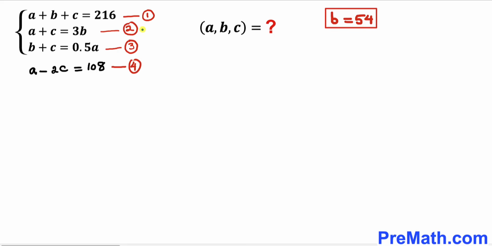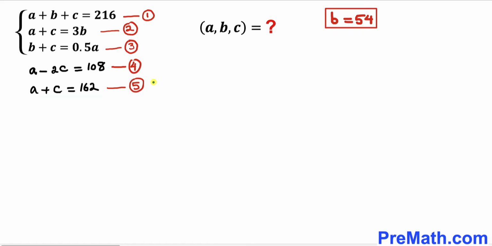And here's our next step. Let's focus on equation 2. Here's our equation 2, a plus c equals 3 times b. And we know our b value is 54, so I'm going to replace b with 54 over here. So we can write a plus c equals 3 times 54. Therefore, a plus c is going to be equal to 162. I'm going to label this as equation number 5.